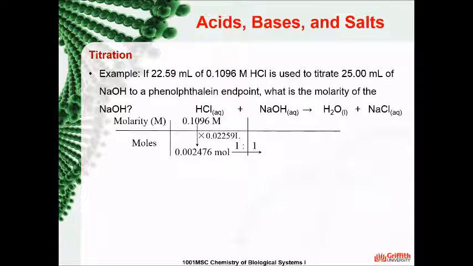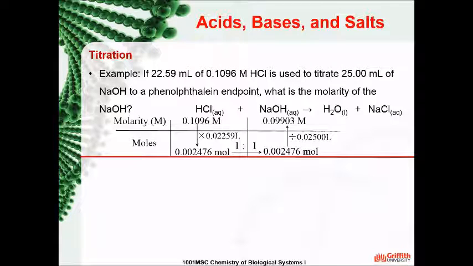0.002476. The ratio between HCl and sodium hydroxide is 1:1. So the number of moles of sodium hydroxide is also 0.002476. We need to calculate molarity, and we have moles and volume. So 0.002476 over 0.025 liters gives us 0.09903 molar. If you check your textbook, you will find a different approach to solve the question. We will learn this approach too, and you can choose the one you find easiest to use.